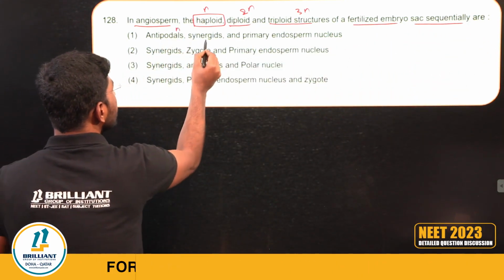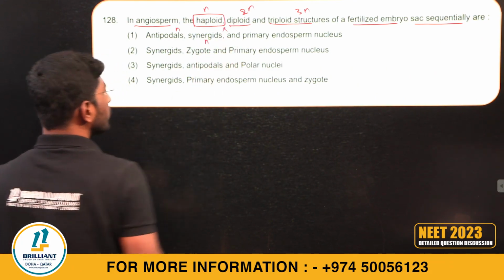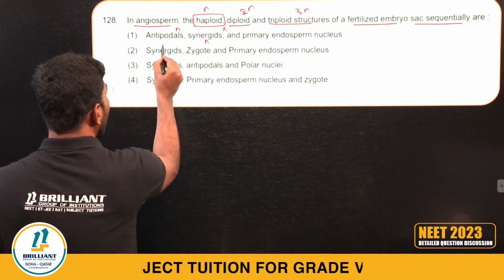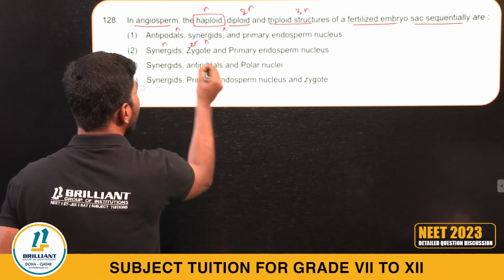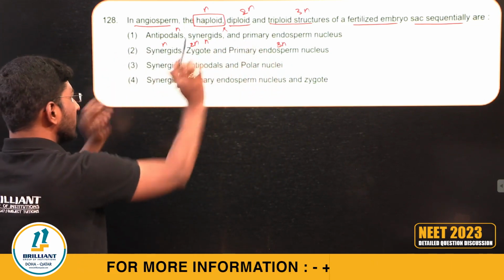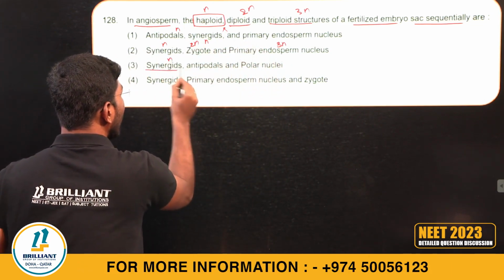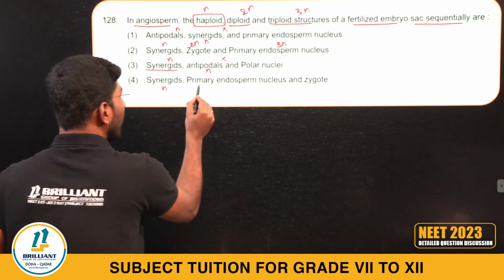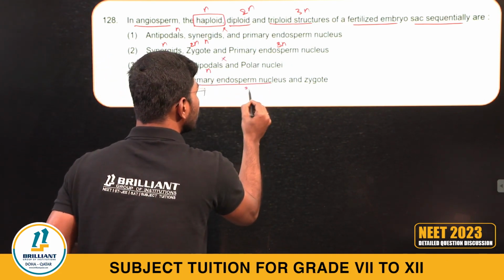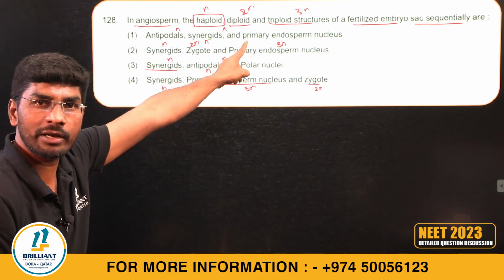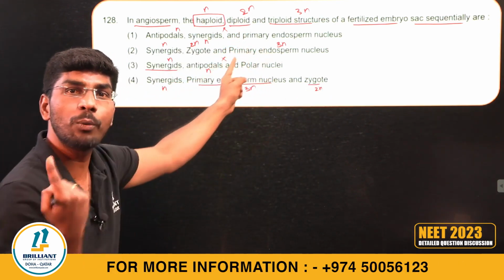Antipodals are haploid, synergids also haploid. Wrong option, because we should find n, 2n, 3n. Synergids haploid, zygote diploid, primary endosperm nucleus 3n. Appropriate, correct, keep aside. Synergids n, antipodals also n, so that answer is not correct. Synergids n, primary endosperm nucleus 3n, zygote 2n. What is the sequence given in the question? n, 2n, 3n. So what is the right answer?